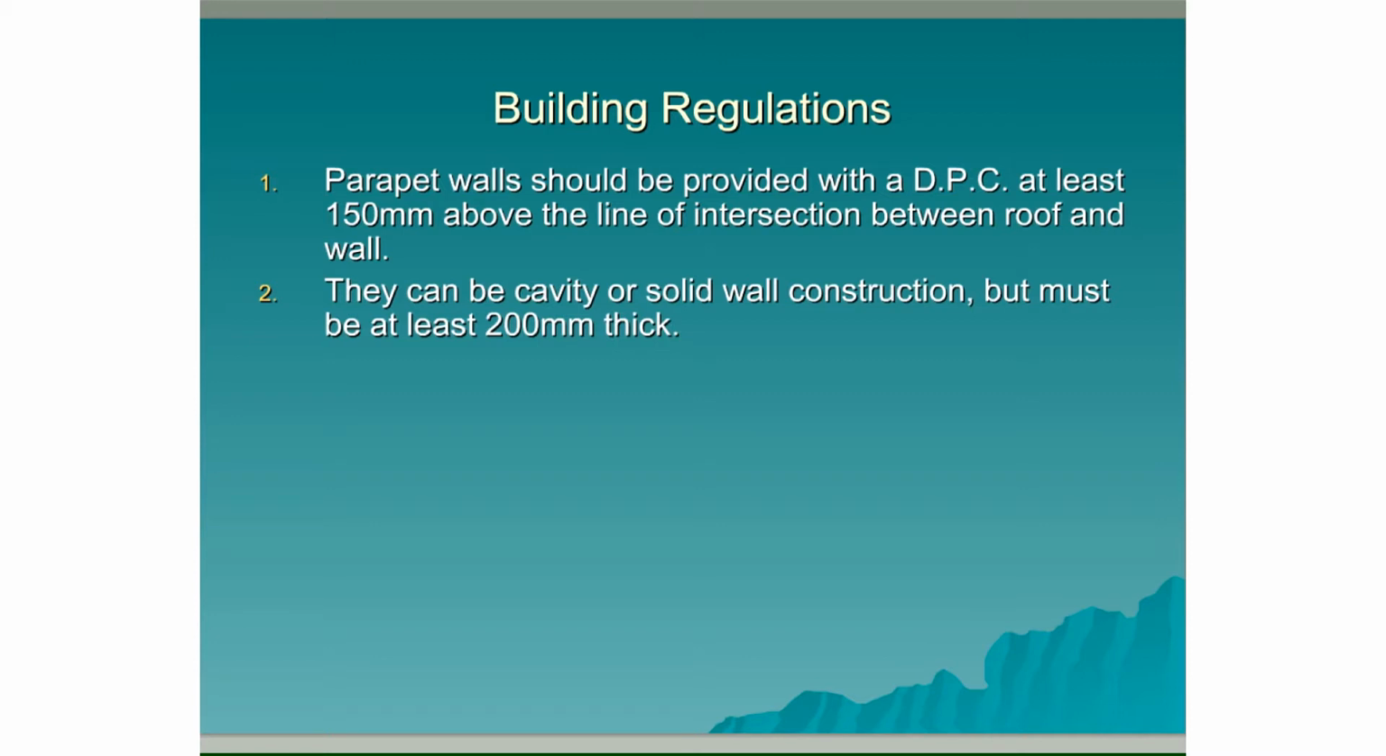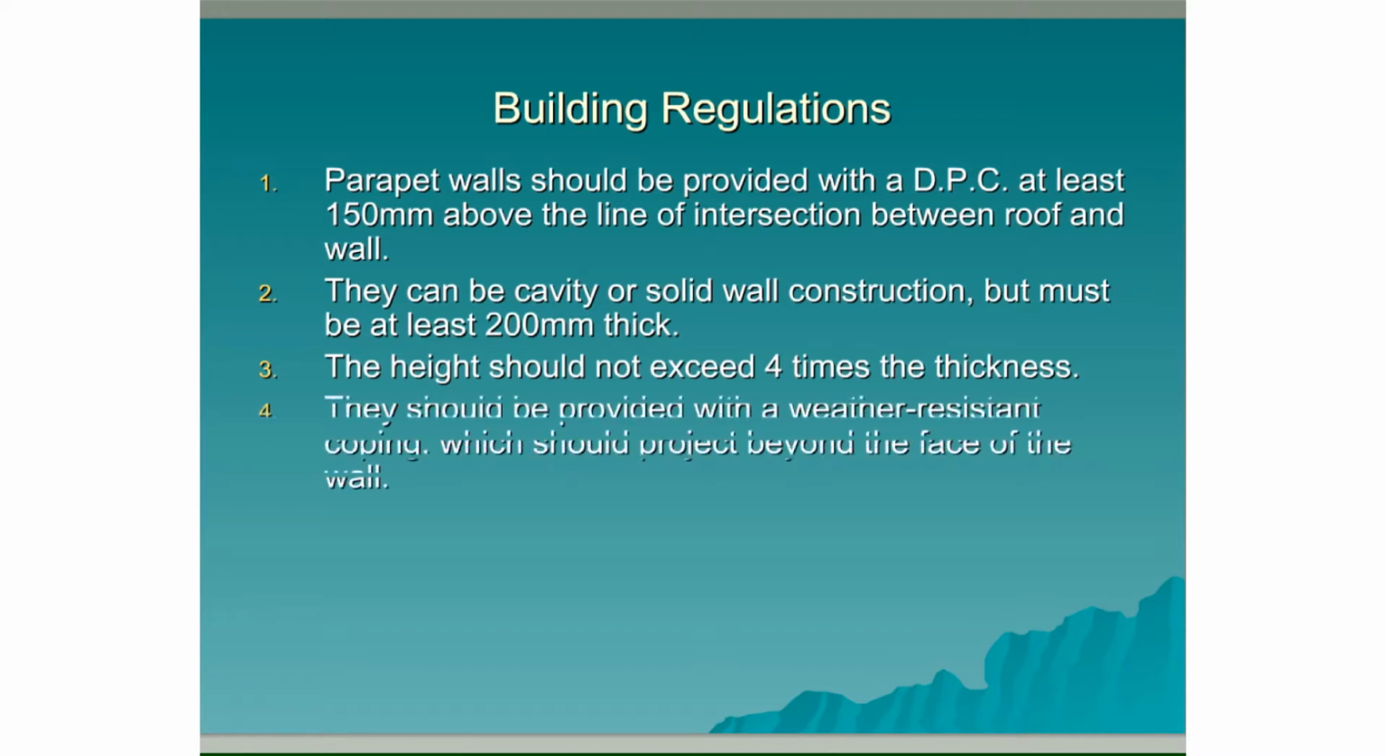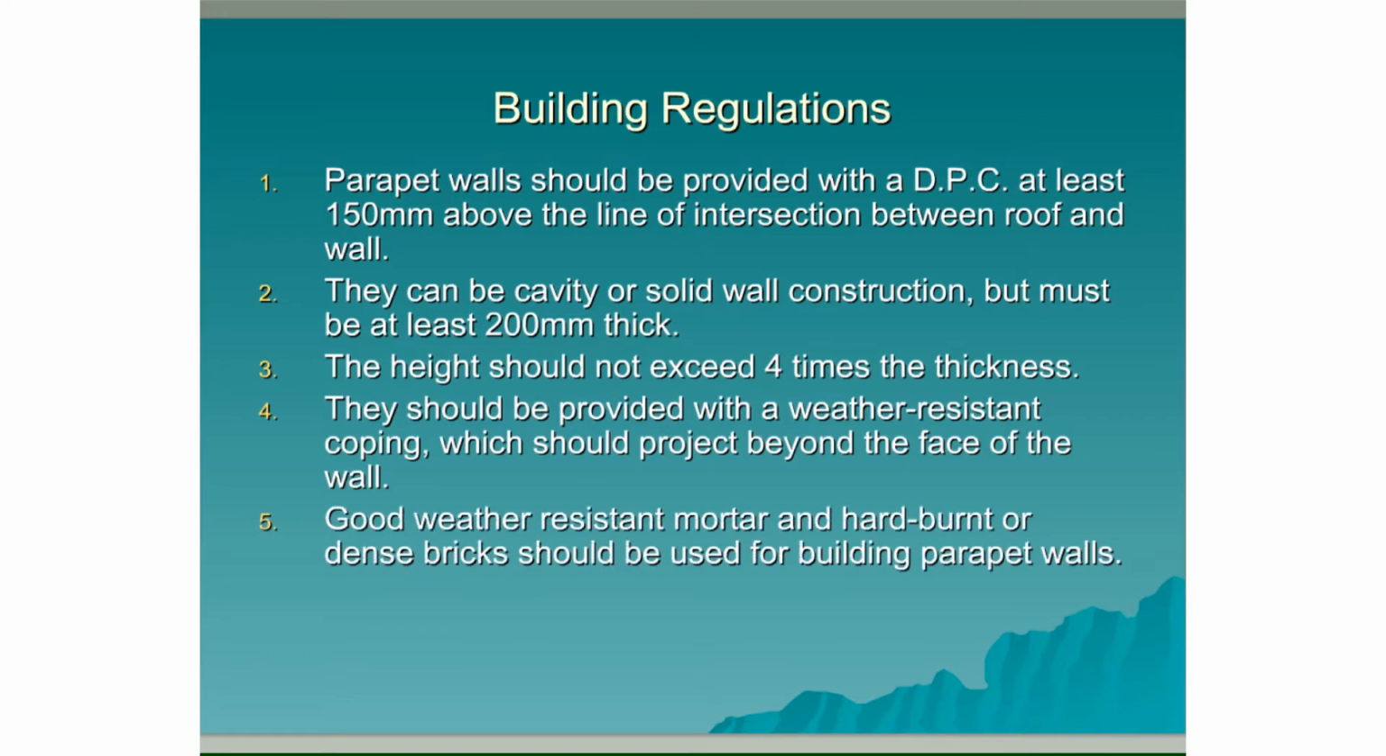2. They can be cavity or solid wall construction, but must be at least 200 mm in thickness. 3. The height should not exceed 4 times the thickness. 4. They should be provided with a weather-resistant coping, which should project beyond the face of the wall. 5. Good weather-resistant mortar and hard, burnt or dense bricks should be used for building parapet walls.